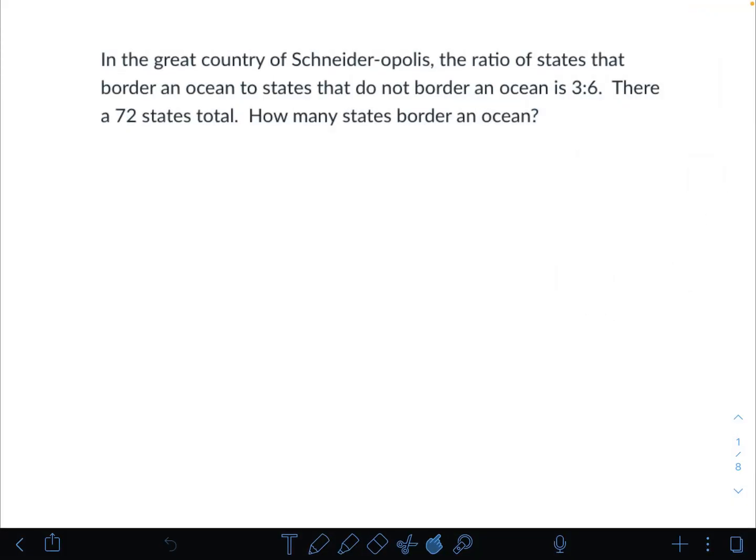Now we're going to talk about the wonderful land of Schneideropolis. In Schneideropolis, the ratio of states that border an ocean to states that don't border an ocean is 3 to 6. There are 72 states total. How many states border an ocean?